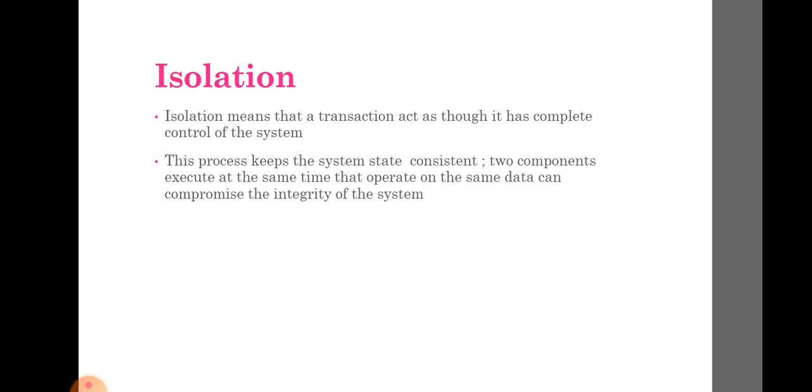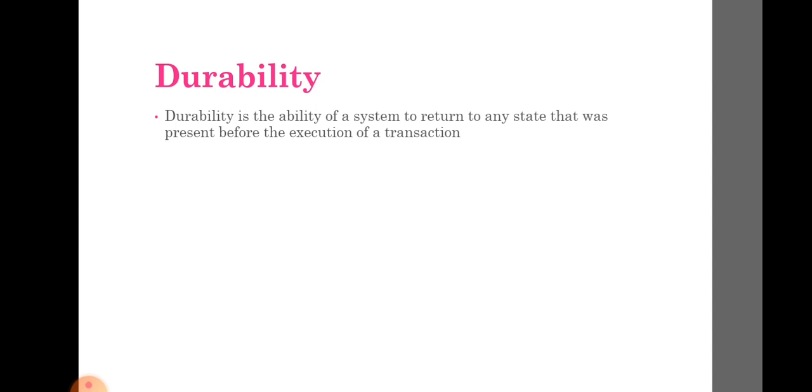Example, two components executing at the same time on the same data can compromise the integrity of the system. If two individual operations are performed on the same data, the two operations must be integrated with each other to process the same data. Durability, that is, how long the transaction will stand. Durability is the ability of a system to return to any state that was present before the execution of a transaction.